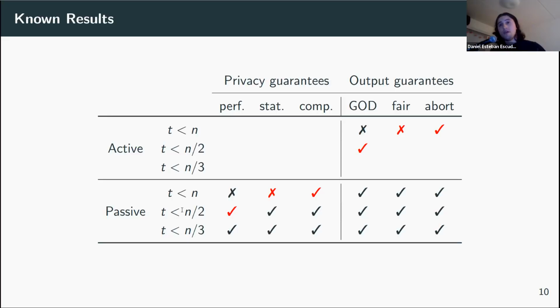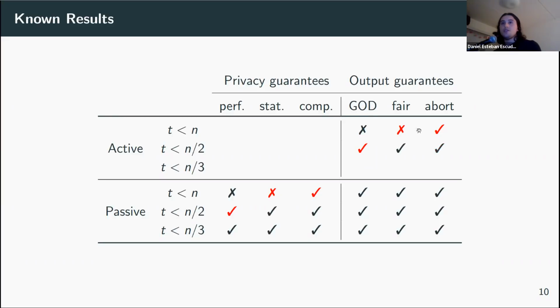Sorry, at most a half. If that's fine with you, we can get better things. We can get perfect security. We can get guaranteed output delivery. So it's a trade-off. You lose the number of tolerated corruptions, you decrease the number, but you increase other things.